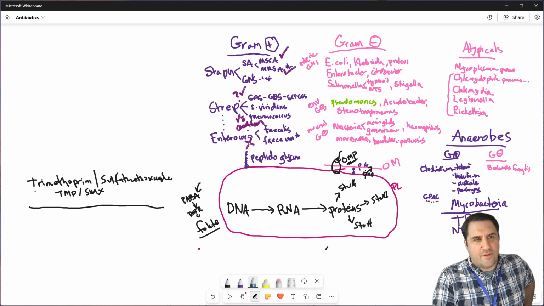In terms of enterococci, they are very good at scavenging nucleotides and can metabolize them. So the answer is no. In fact, if we think about enterococci as like super strep pneumos, generally you'll be okay with that analogy. So it's not going to work for the enterococci.